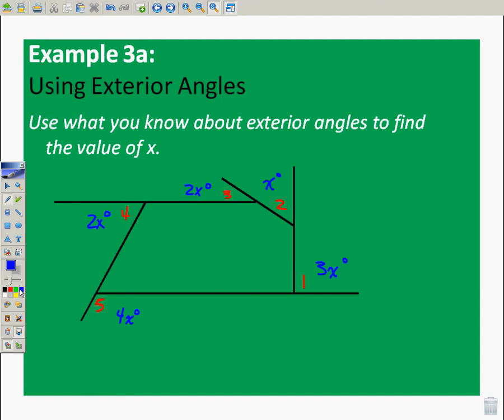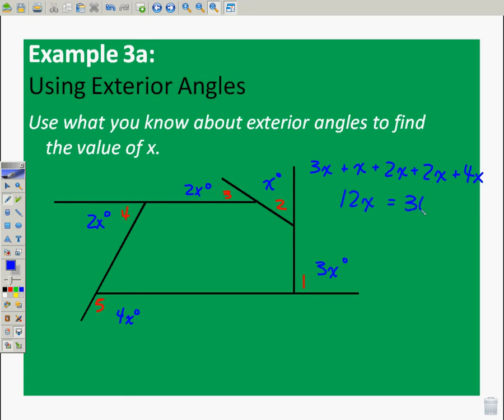So I've got 3x, and then I've got an x for the angle measure, and then I've got 2x, and I've also got 2x again, and I've also got 4x down here. And I know that together those 5 things equal 360, so I've got 12x.